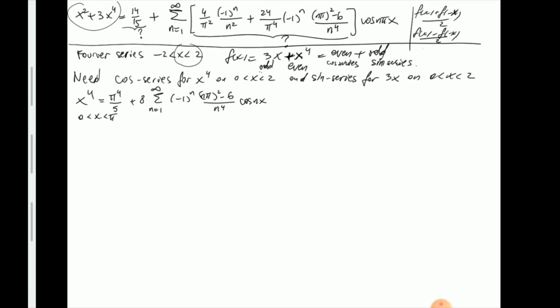All I need is the equivalent of it, but between 0 and 2. So remember, your given interval is 0, 2. How do you come up with an interval between 0 and pi? You make the same substitution, right? So you take the given domain, you divide it by 2, and you multiply by pi.